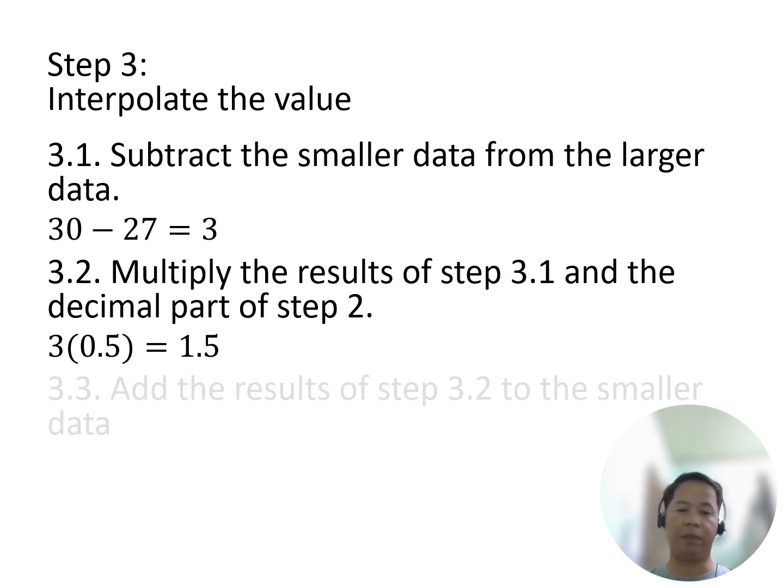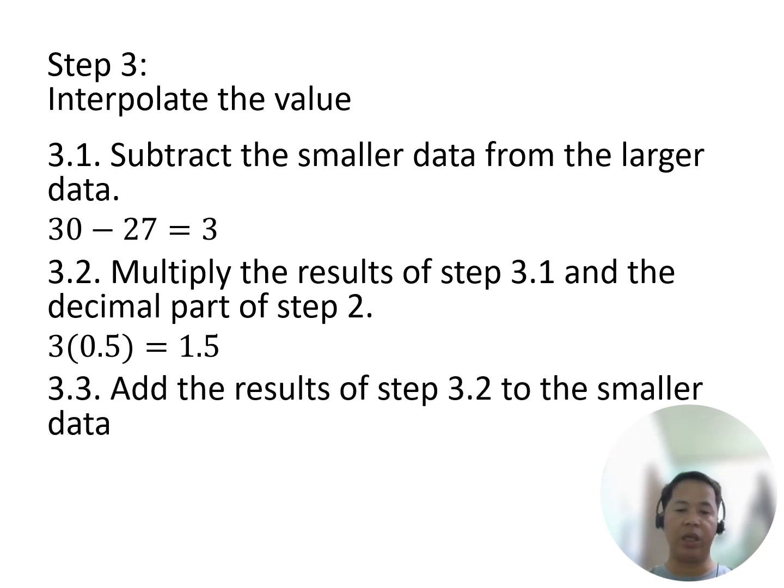Let's have the last step, 3.3. Add the result of step 3.2 to the smaller data, and the smaller data is 27 plus the result of step 3.2, and that is 1.5, and the sum of the two is 28.5. Therefore, with this result, we can conclude that the value of quartile 3 is 28.5.